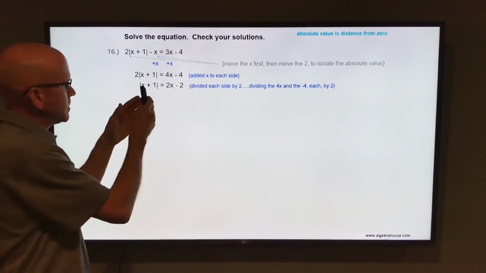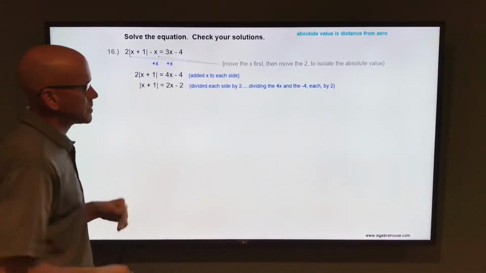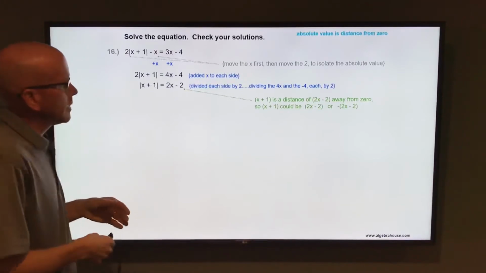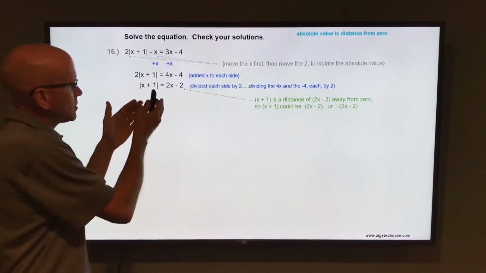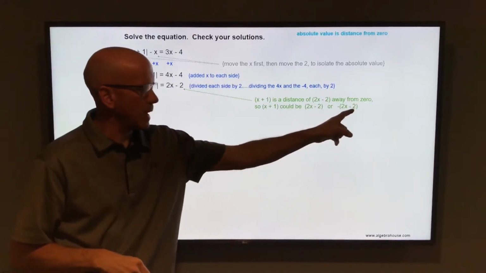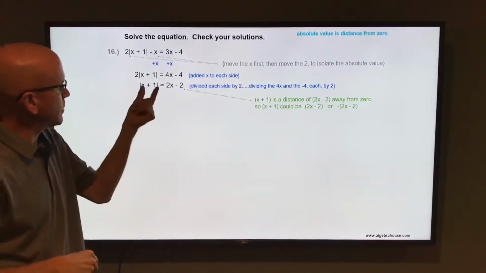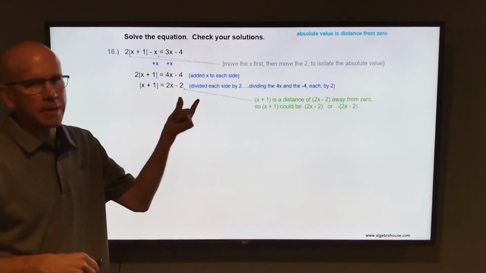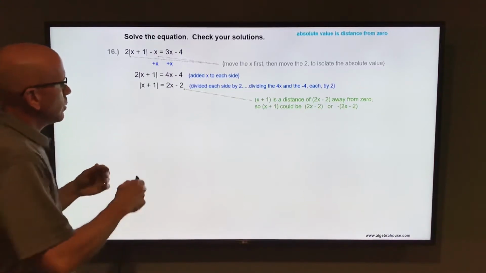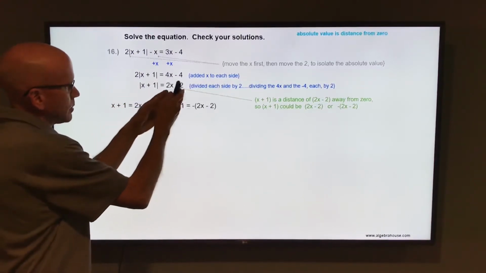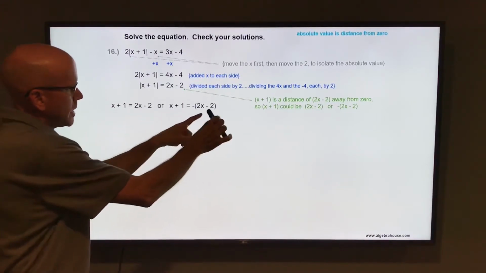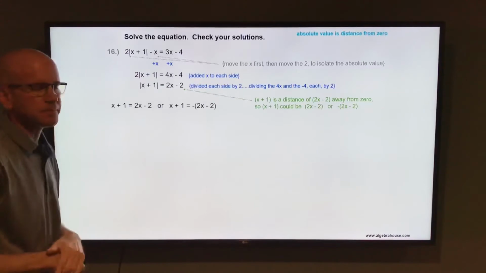So now this is saying the distance that x plus 1 is from 0 is 2x minus 2. Well, if you think about 2x minus 2 as a single number, there are two numbers that would be 2x minus 2 away from 0. It'd be the positive of 2x minus 2 and the negative of 2x minus 2. It's just like if that was the absolute value of x plus 1 equals 3. That means x plus 1 could be equal to 3 or negative 3. So if the distance that x plus 1 is from 0 is 2x minus 2, you set x plus 1 equal to the positive of 2x minus 2 and the negative of 2x minus 2.